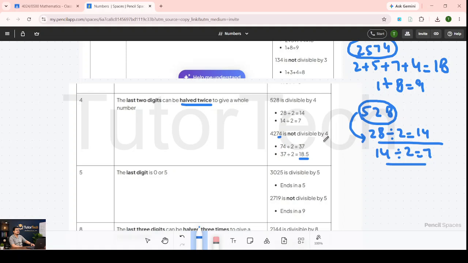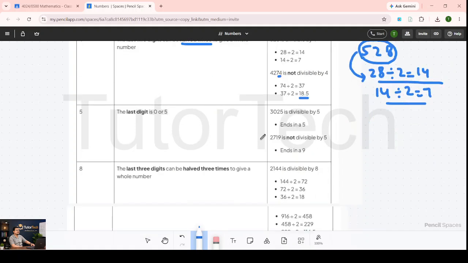That is a very simple rule to find out whether a number is divisible by 4 or not. And after that, we have to find out the numbers that are divisible by 5.